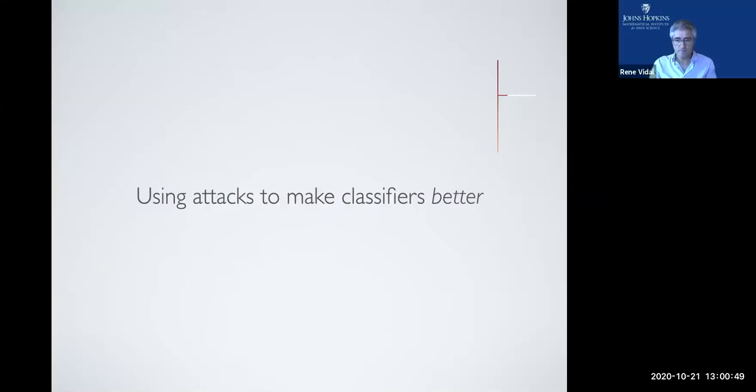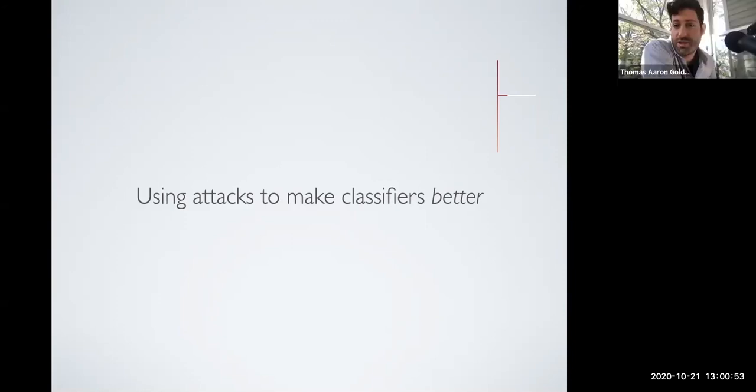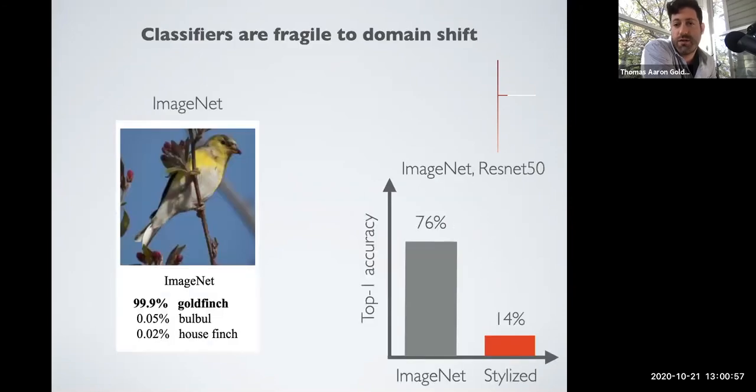One of the issues I want to address is how can we use adversarial attacks to make classifiers better? One particular thing we're interested in is the fragility of classifiers to things like domain shift. We're interested in domain generalization. So if you train a classifier on one domain, does it transfer to another domain? And for things like ImageNet, it turns out that transferability isn't very good.